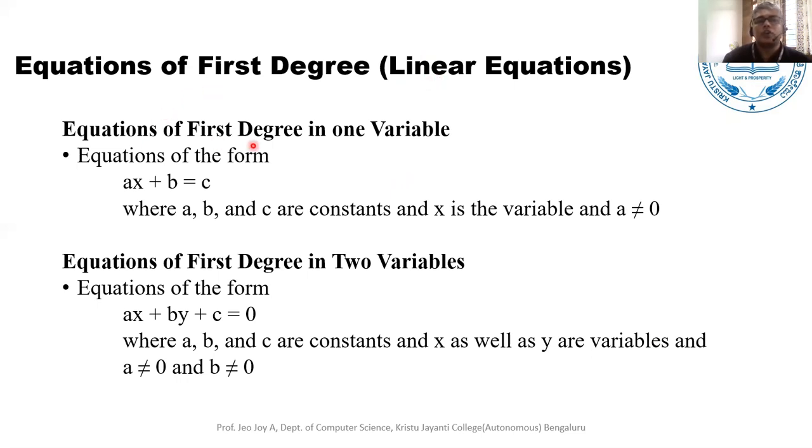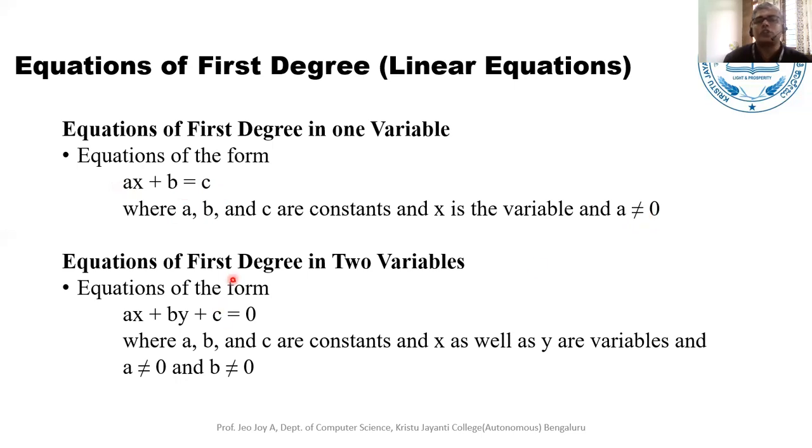Now, equations of first degree can be of one variable or multiple variables. So the equations of first degree in one variable can be generically represented as a into x plus b is equal to c, where you can say b and c are constants and a is the coefficient of variable x, and a should not be equal to 0.